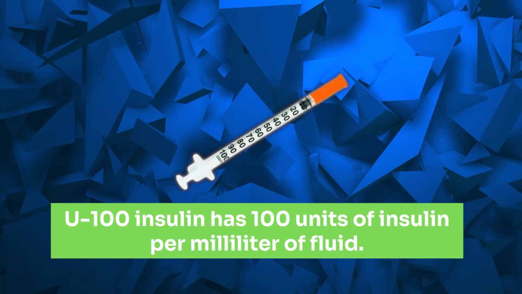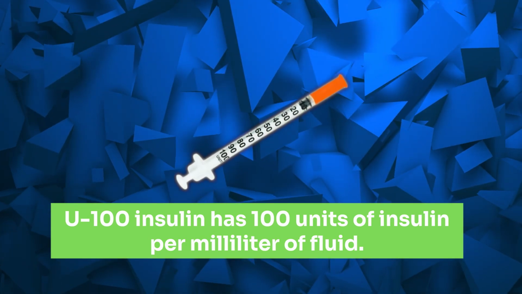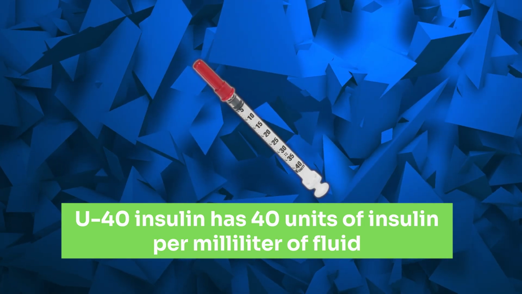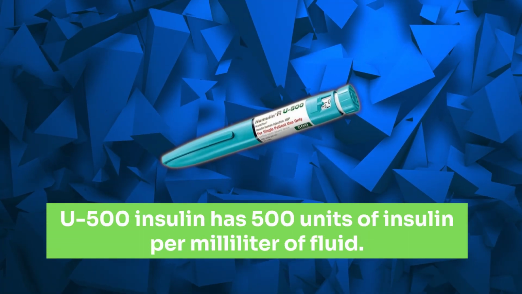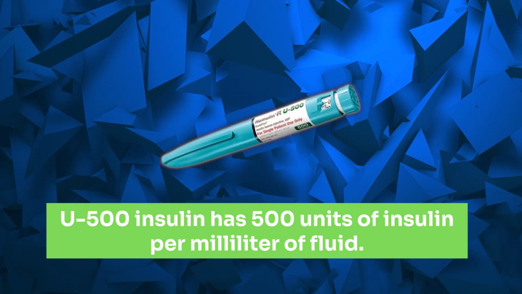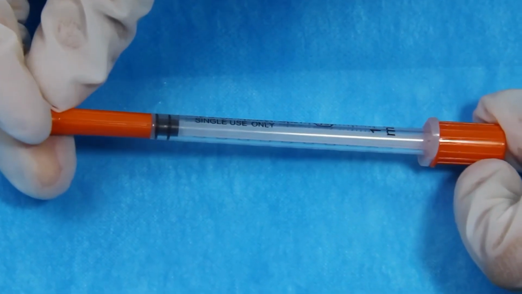For example, U100 insulin has 100 units of insulin per milliliter of fluid. U40 insulin has 40 units of insulin per milliliter of fluid. U500 insulin has 500 units of insulin per milliliter of fluid. Simply put, the higher the number, the stronger the insulin.